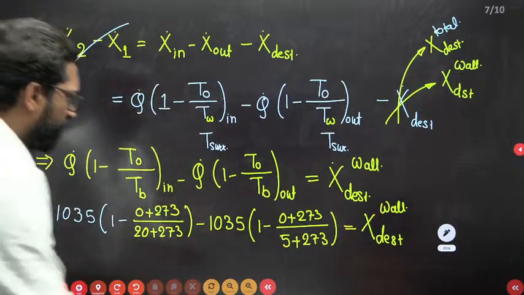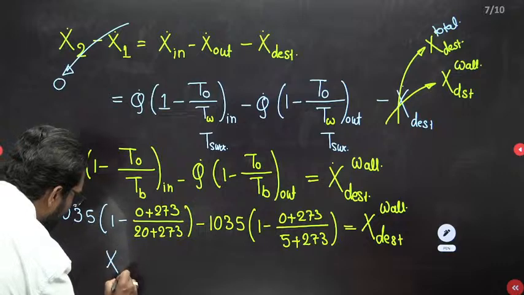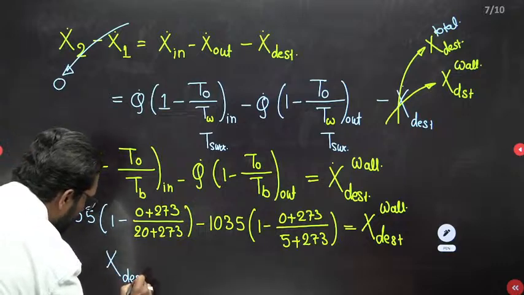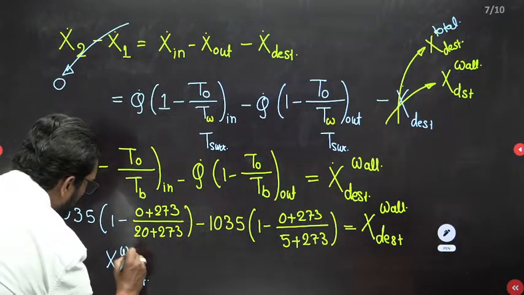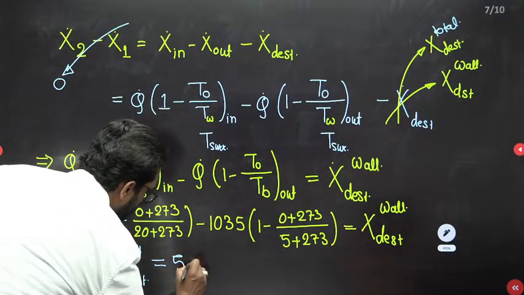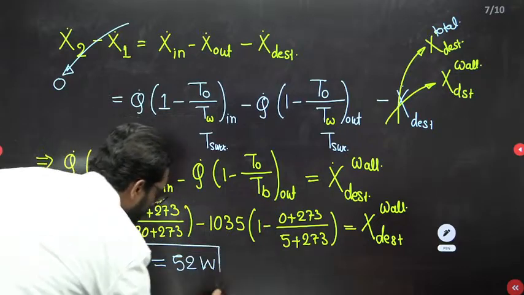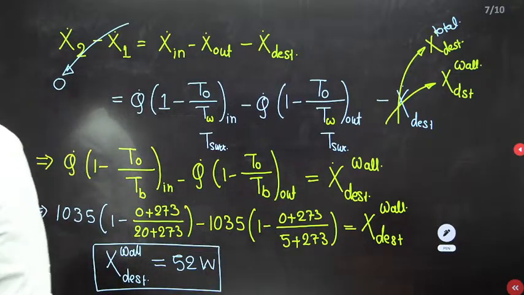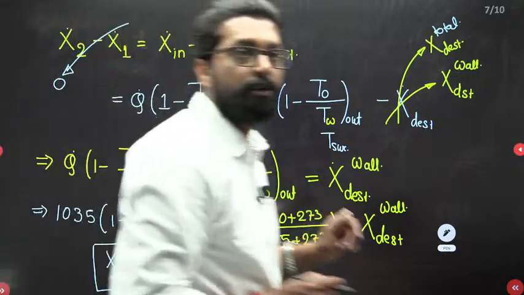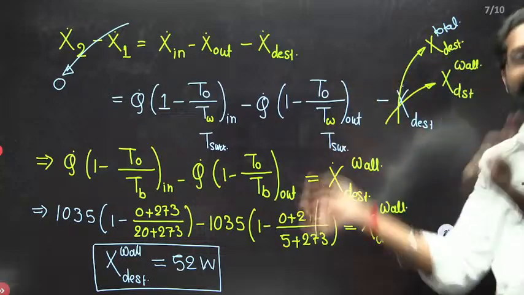So please solve this one. If you solve, the exergy destruction in the wall is equal to, if you find, this is your 52 watt. Clear? This is your 52 watt. So this is a wall. Internally, you can say that internally.